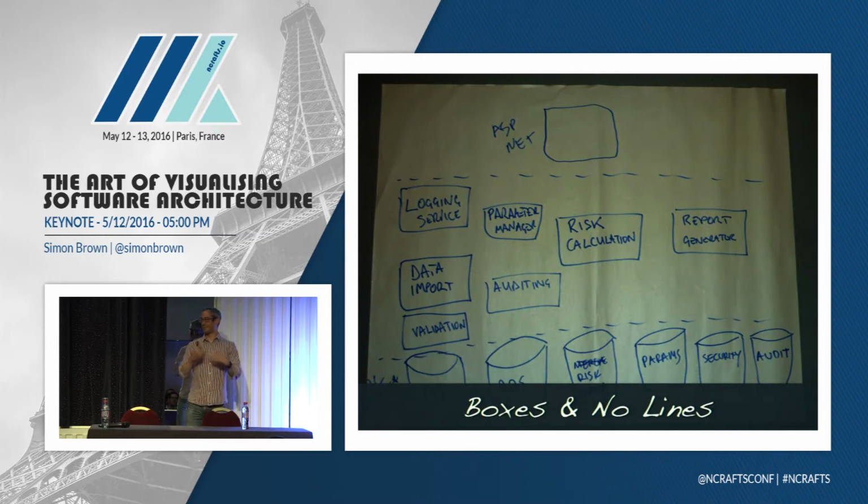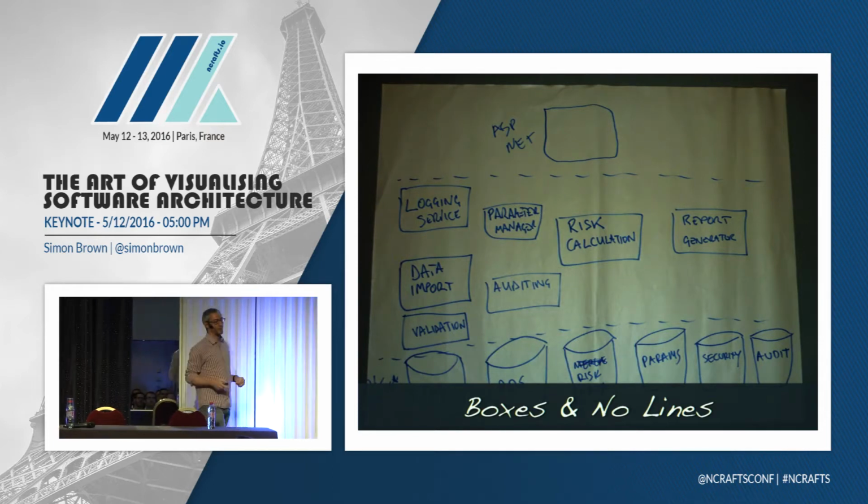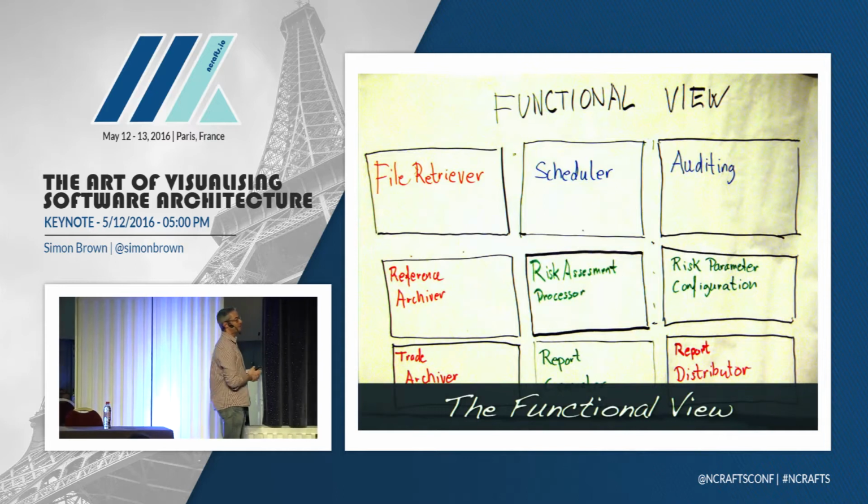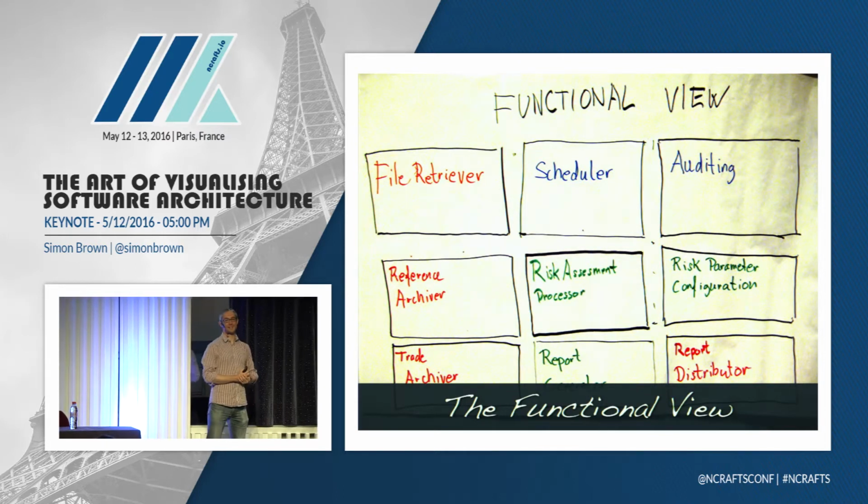Cylinders. Could be schemas, tables, who knows. And some stuff in the middle. Modules, components, services, not really quite sure. This is what people often refer to as a functional view. And it's basically just a list of stuff.